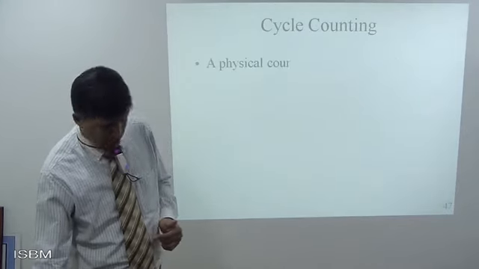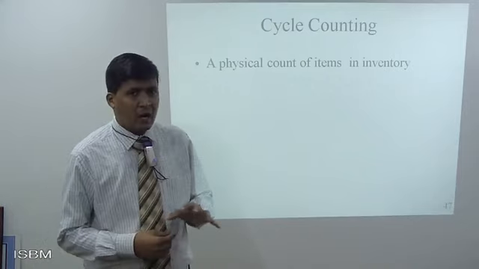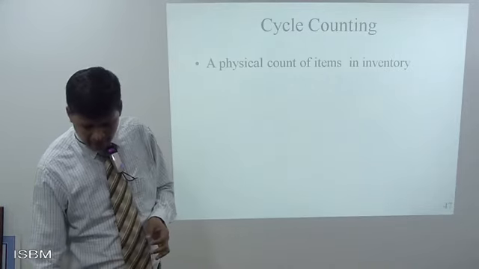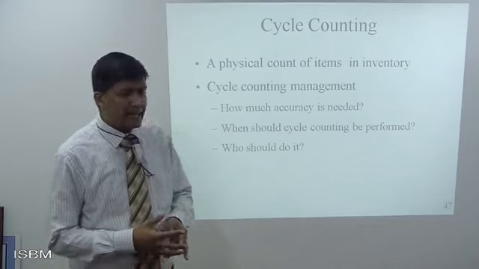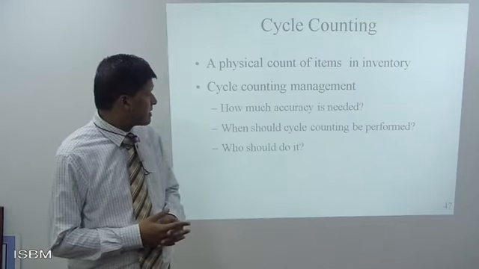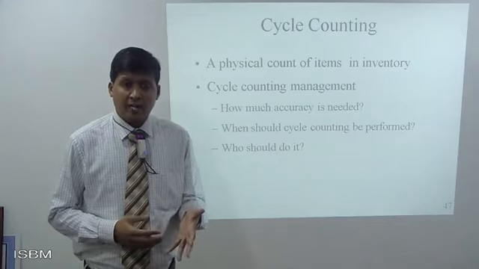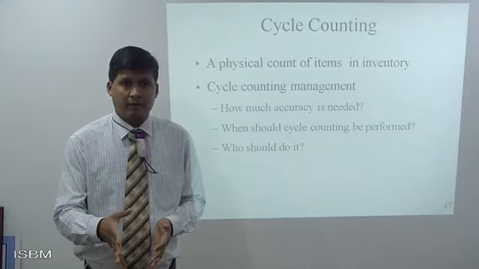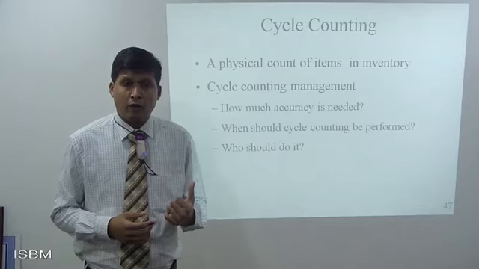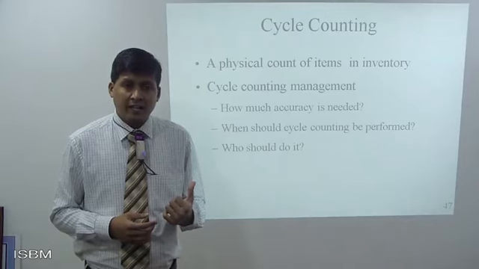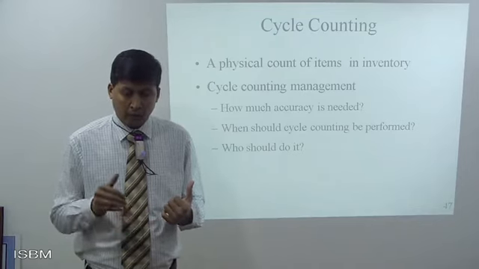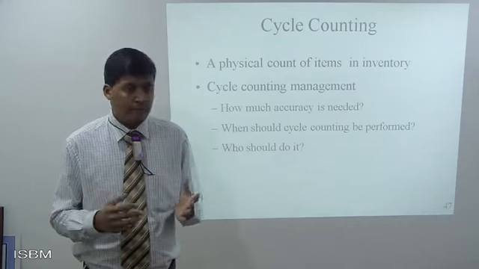Cycle counting. When you speak of cycle counting, it is the physical count of items in inventory, wherein management defines how much accuracy is needed. For example, for a niche kind of thing, we want a higher service level. For a product whose life cycle is on the downside, we don't want much accuracy.